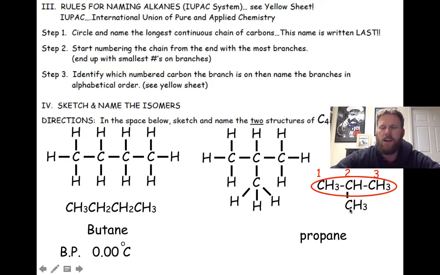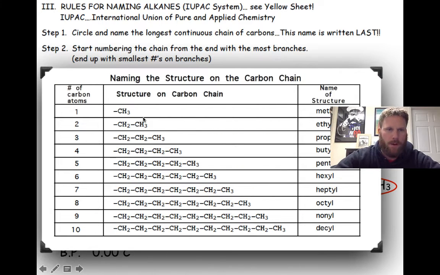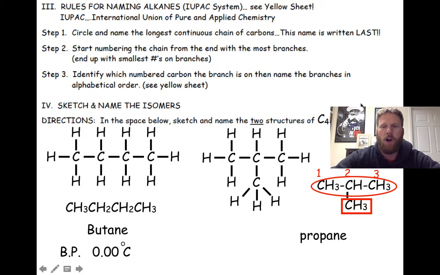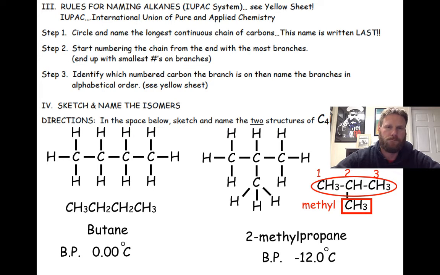So we're going to indicate where the branch comes off of. So we're going to say 2, and then we're going to look up this type of branch on the bottom half of the back of the functional group sheet. So if you have a 1 carbon branch, it is called a methyl. So we have a methyl on the second carbon. So we're going to name this 2-methylpropane. The boiling point for this happens to be -12 degrees Celsius.